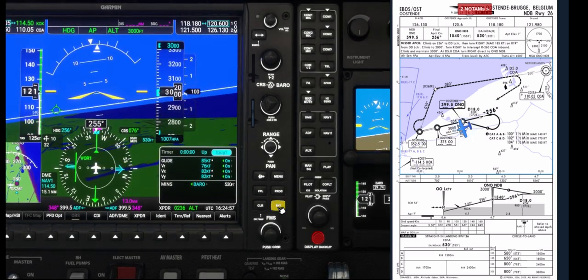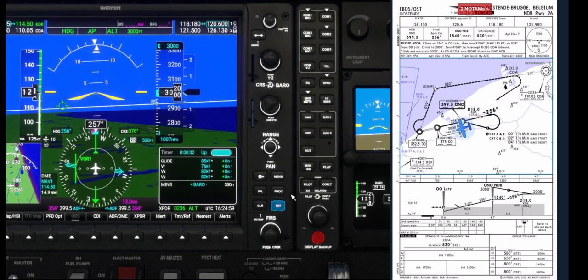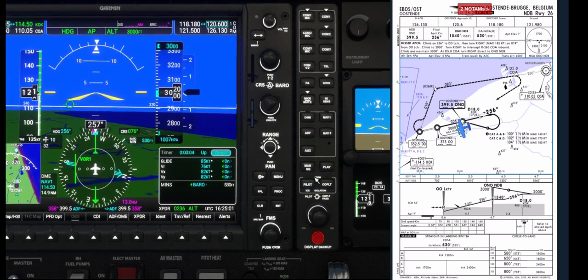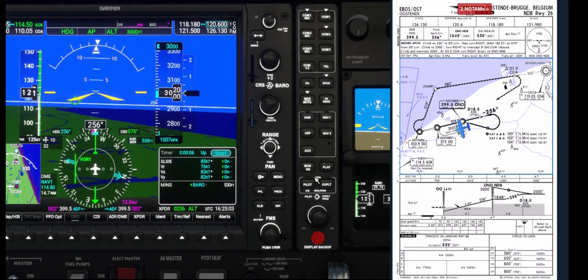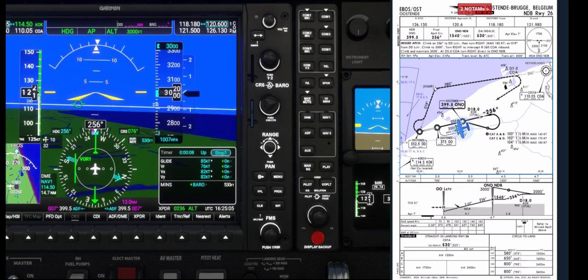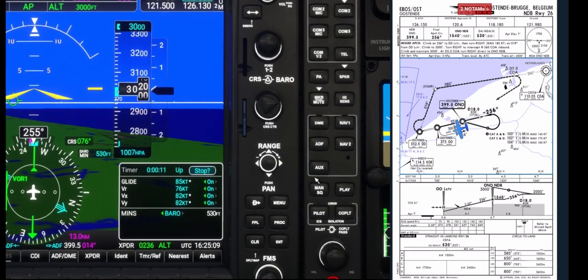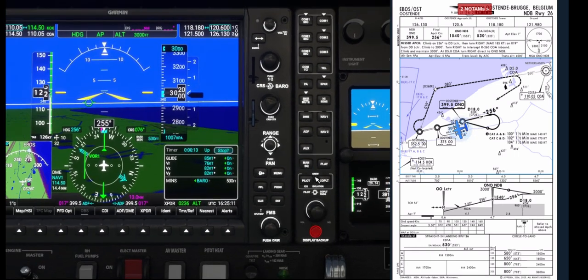Abeam the beacon, start the chrono and compute the outbound time. 9 degrees crosswind means 9 degrees wind correction. 33 knots tailwind means outbound some 15 seconds shorter. So an outbound time of 45 seconds, and 2/3 of the time equals 30 seconds.